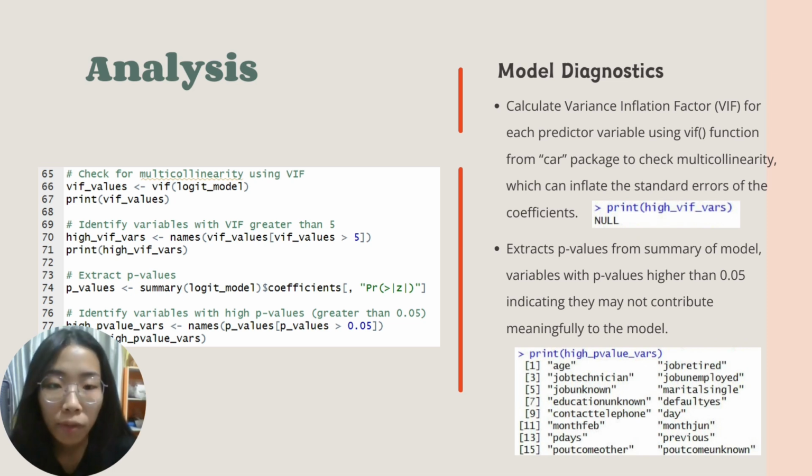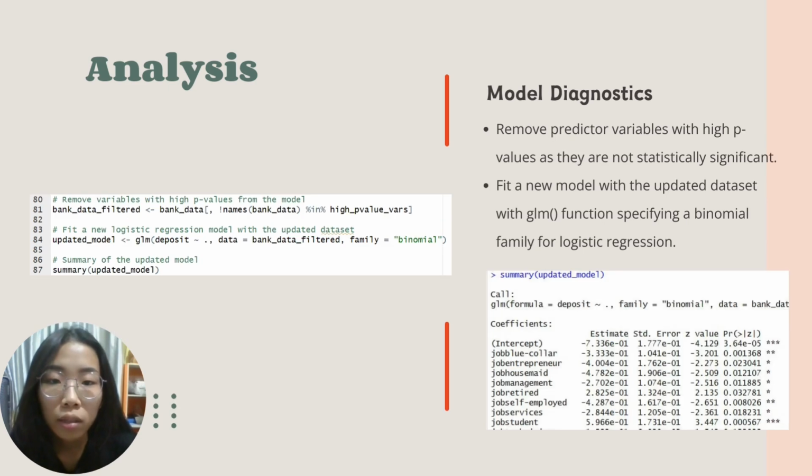Next, we extract p-values. P-values higher than 0.05 mean that the variables may not contribute meaningfully to the model. So we remove the predictor variables with high p-values. Then we fit a new logistic regression model with the updated dataset.